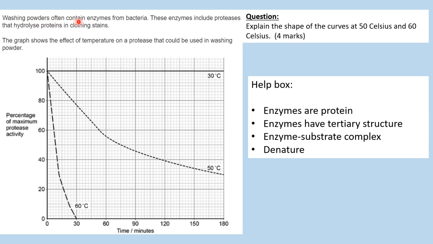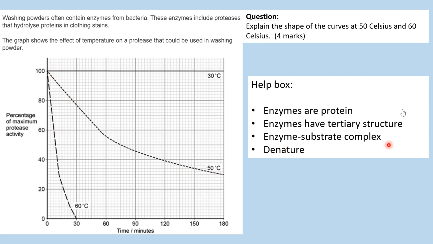Okay, so washing powders often contain enzymes from bacteria. These enzymes include proteases that hydrolyze proteins in clothing stains. The graph shows the effect of temperature on a protease that could be used in a washing powder. Explain, give reasons, the shape of the curve at 50 Celsius and 60 Celsius. So we can see here at 30 Celsius is sort of 100%, but as I increase the temperature to 50 and then to 60, the rate of reaction drops down.